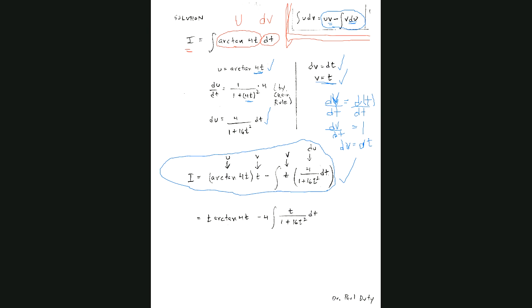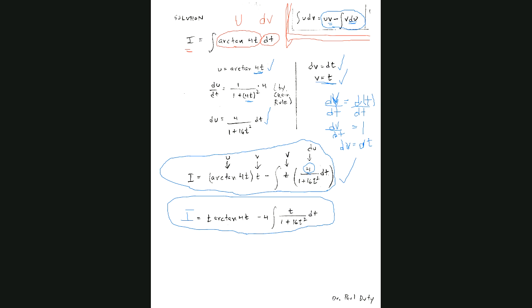Okay, so now what we'll do, if there are no questions, then let's move a little bit on here. So I'll bring this 4 out in front of the integral. So now my integral I is going to equal t times the arctangent of 4t minus 4 times the integral of t over 1 plus 16t squared dt.